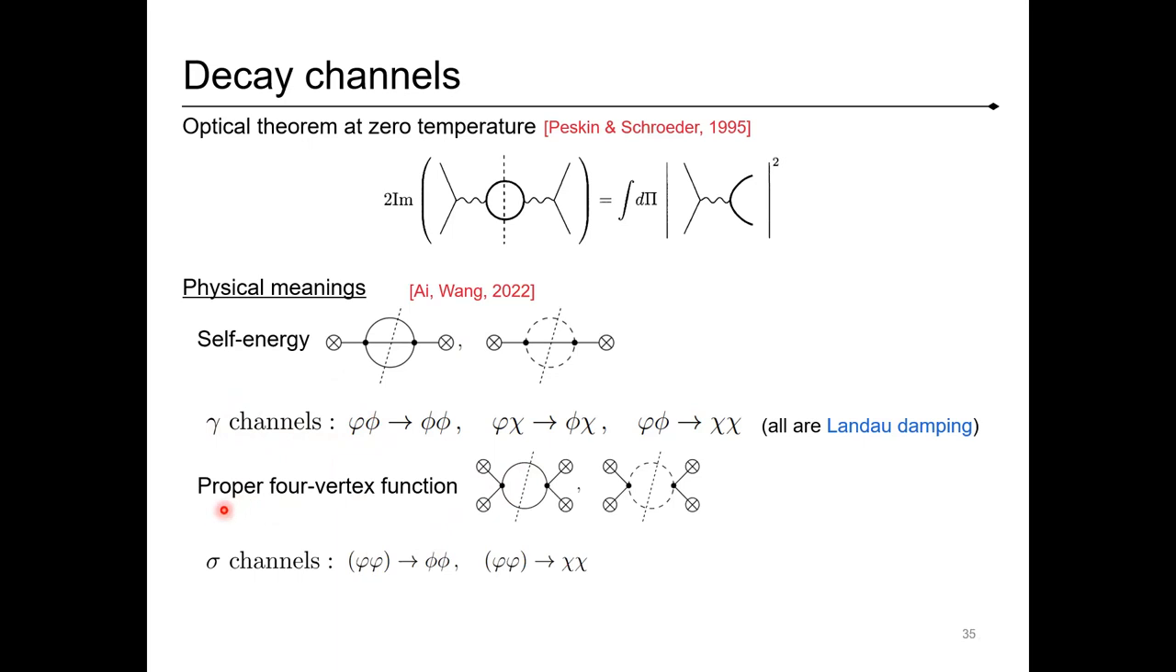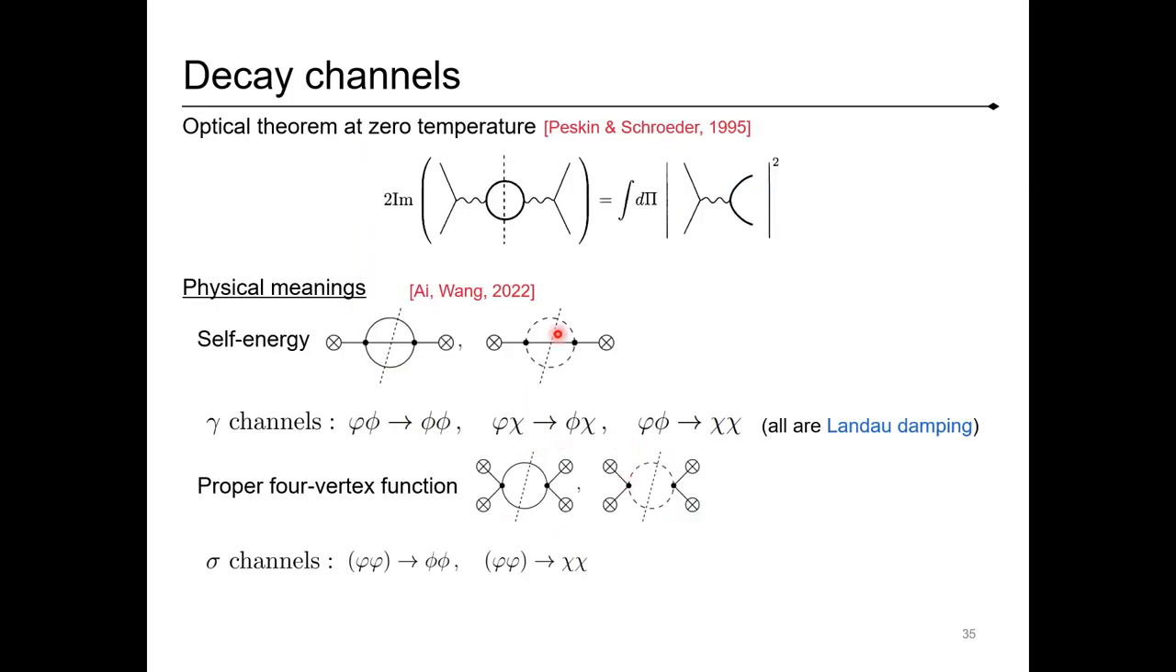Now, the situation is similar for the proper four-vertex function. The imaginary part of the proper four-vertex function, sigma, gives you 2 decay channels. In this case, these 2 processes survive at zero temperature, because they can be on shell, right? The energy of these 2 particles is m phi, so for example, if you have zero momentum of the phi particles, then this process can be on shell. And also this process can be on shell if the mass of the chi particle is smaller than the mass of the phi particle, then this m phi, okay?